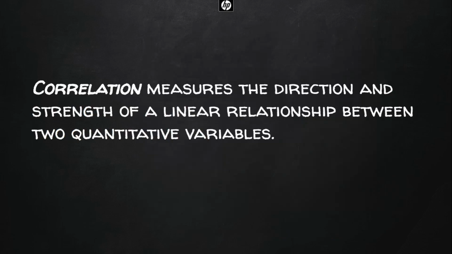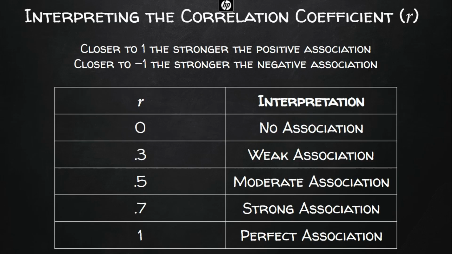Now, to actually measure this relationship, we're going to use what's called correlation. Correlation is a number that measures the direction and strength of a linear relationship between two quantitative variables. Correlation can be anywhere from -1 to +1. In the middle at 0, it means there is no linear association. But the closer R gets to either -1 or to +1, the stronger the association is.